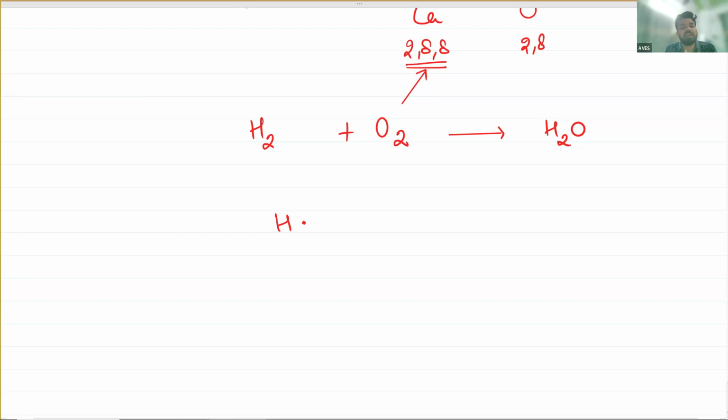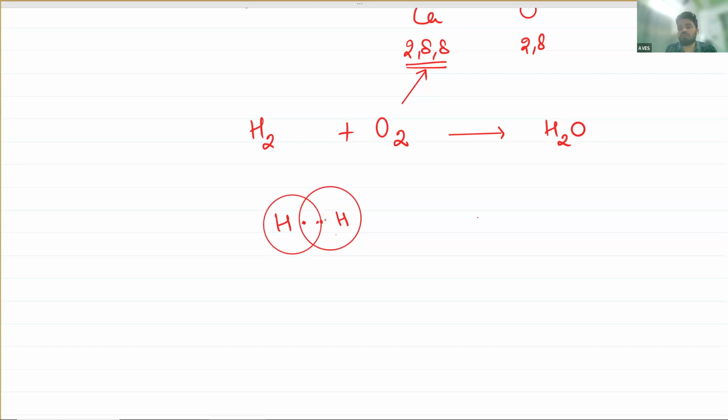So what it will do is make a bond with another similar element, and they both will share one electron. This way they will complete their duplet. Hydrogen completes its duplet in this way, by sharing one electron.